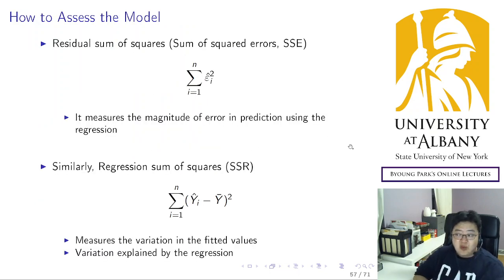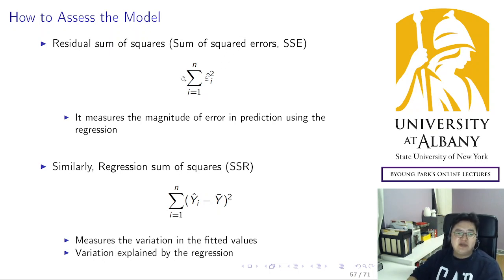The next thing we are going to study is different sums of squares. Earlier we learned the sum of squared errors like this. It is the errors squared sum. Epsilon hat, which is the residual, residuals squared sum. So this measures the size of the error in prediction, or how much we could not explain.